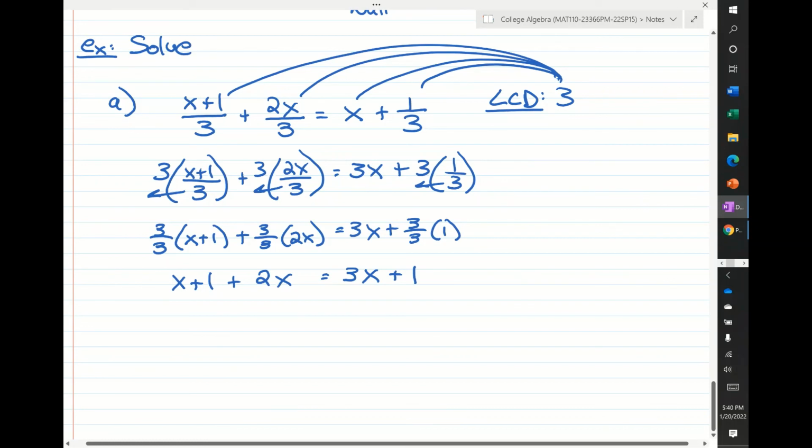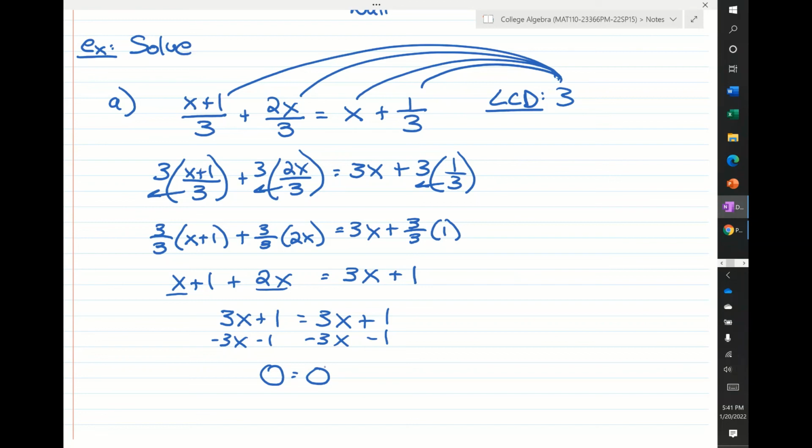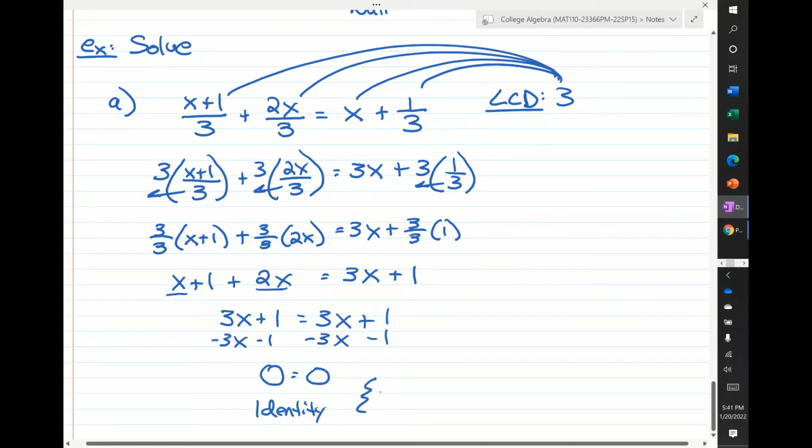We can go ahead and combine like terms. x plus 2x is 3x plus 1 is equal to 3x plus 1. If you try to solve this like we do, you wind up with 0 is equal to 0. And this is one of those funny types of equations where it's called an identity. We'll just say the solution is all real numbers.